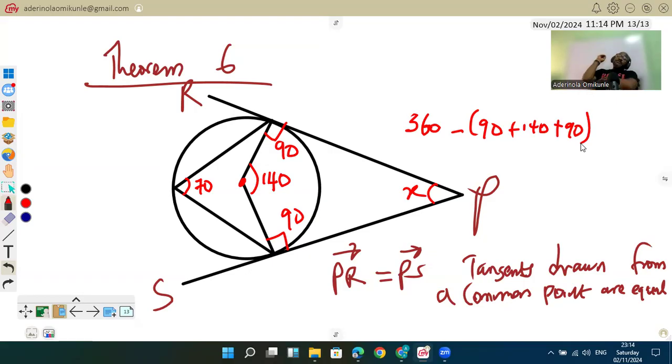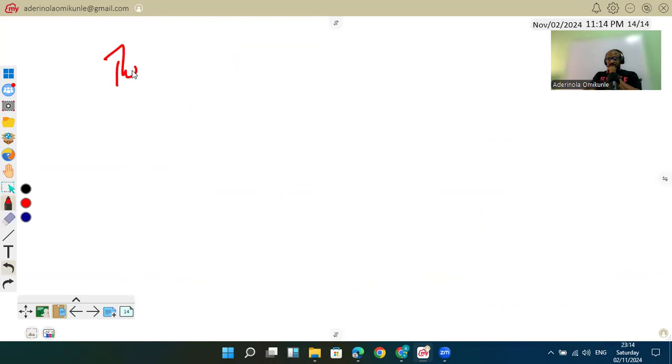Okay, I must confess at this point that the theorems that have to do with tangents are the ones that are a bit more complicated on the exam. They are the ones where you find it difficult to locate any theorem and make sense of it. That's just how it is, okay? So let me just go to theorem 7 so we can now take exercises. Let's look at theorem 7.